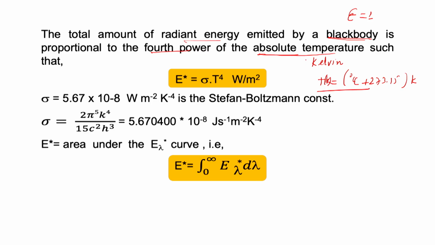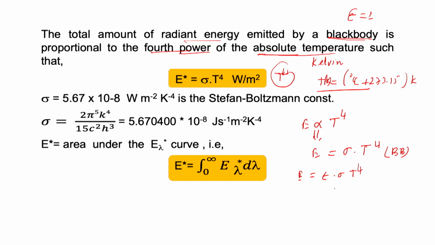So this is the absolute temperature, and the 4th power of the absolute temperature means T to the power 4. So E is proportional to T to the power 4. When you put this, you can remove the epsilon, and this will be E equals sigma T to the power 4, and this is for the black body. When you have a non-black body, this equation becomes E equals epsilon sigma T to the power 4.